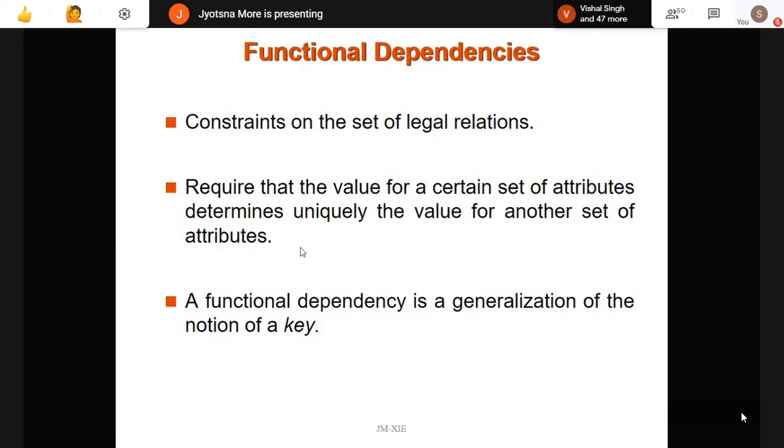One set of attributes determines the value for another set of attributes. Suppose in an account relation, I have an account number and a customer name. So I can say account number determines customer name. That is known as a functional dependency. How to write everything, I will explain to you, don't worry.